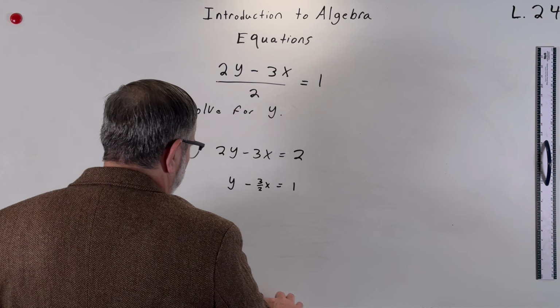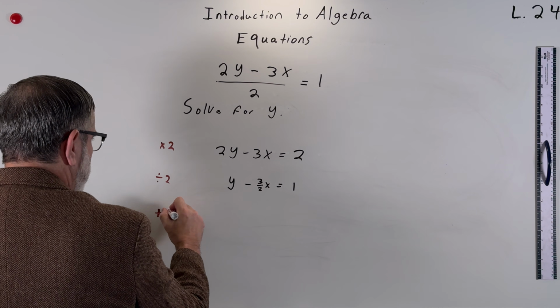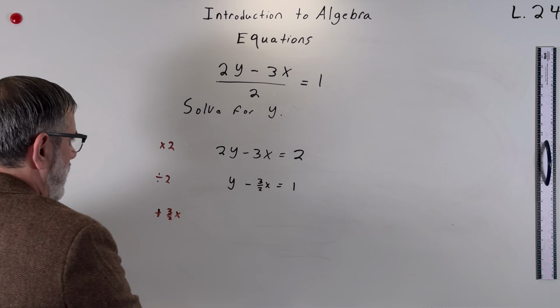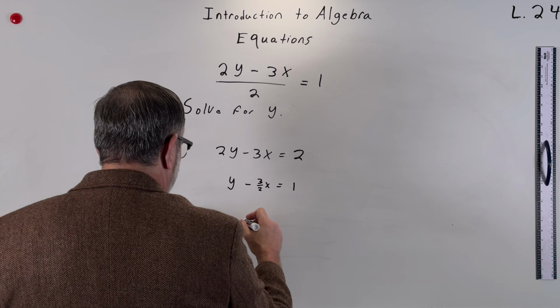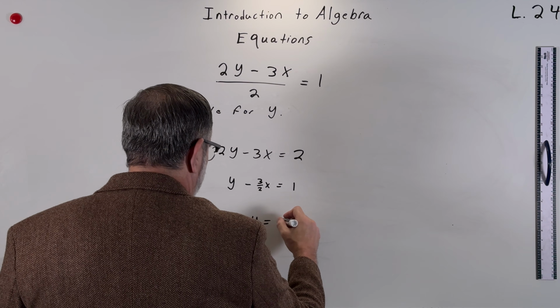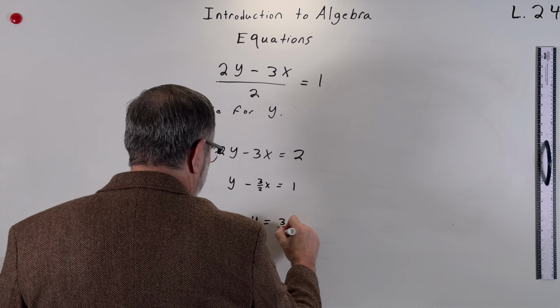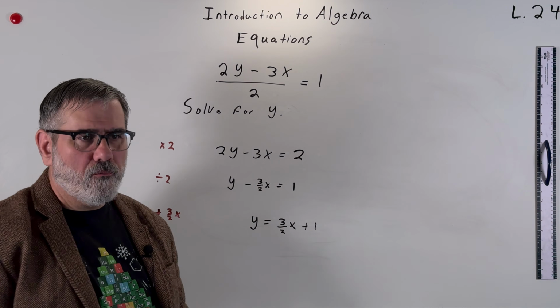And now we're left with no choice but to add the x and move the x over. So we will do plus 3/2 x on both sides of the equation. Doing it on the left side just gets rid of the 3/2 x, and we're left with just y. And on the right-hand side, we get plus 3/2 x. We'll write it as 3/2 x plus 1. And thus we've solved for y.